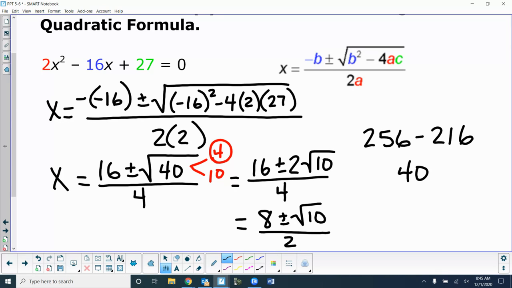Very similar to the ones that we had last Tuesday. If this was a negative 40, everything's the same except what else do I pull out? The i, right? So you might get some negatives under there. That's okay. We'll just make sure we remember to pull our i out of there. Okay? Any questions on that? All right, you guys try this one, please.